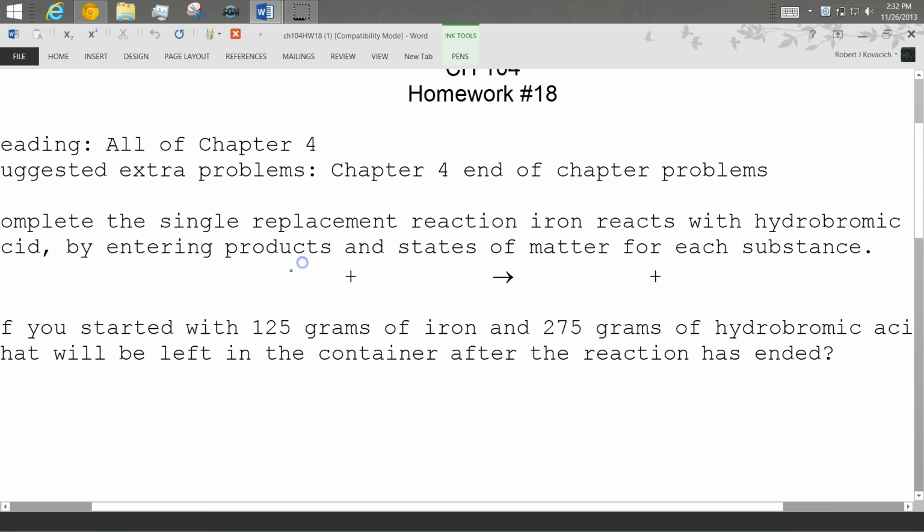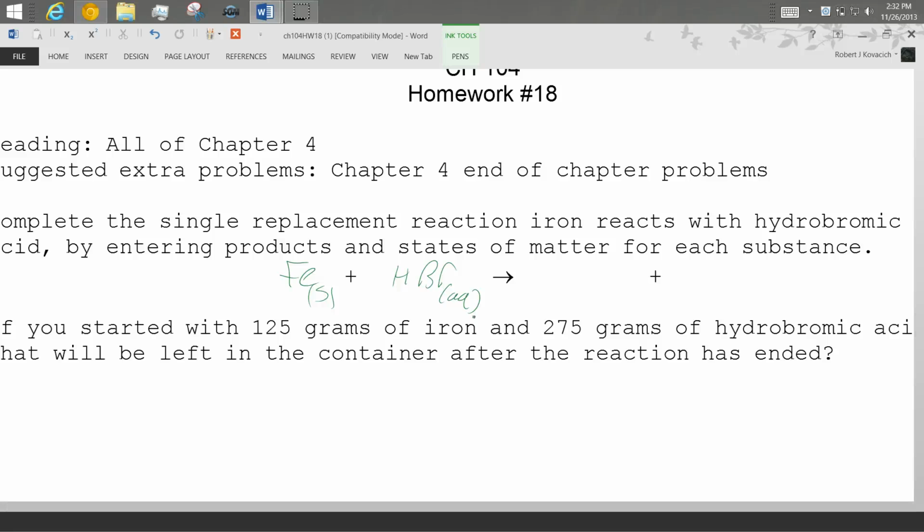So, iron? And why are we putting solid? Because it's a solid at room temp, yep. And then what's hydrobromic acid look like? State? Aqueous. Single replacement reaction, so what's going to get swapped out?